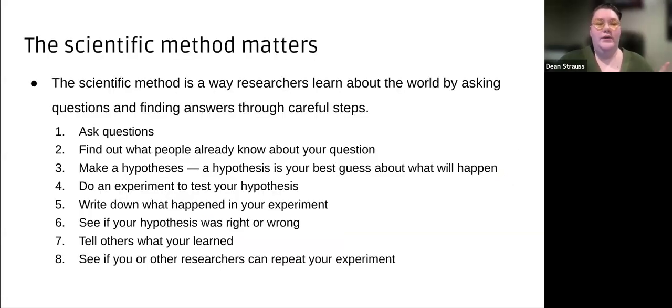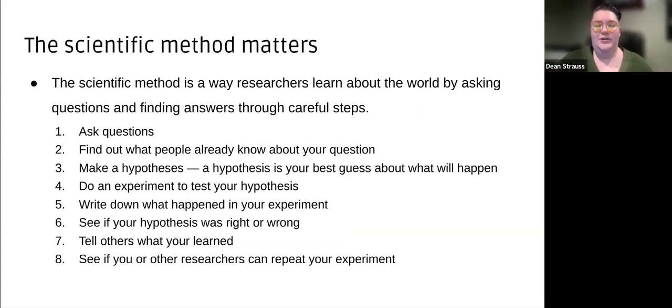So we are going to be talking about the scientific method and why that matters to ethical research. The scientific method is a way that researchers learn about the world by asking questions and finding the answers through specific steps. And it's important that we follow all of these steps. We can't just skip any.